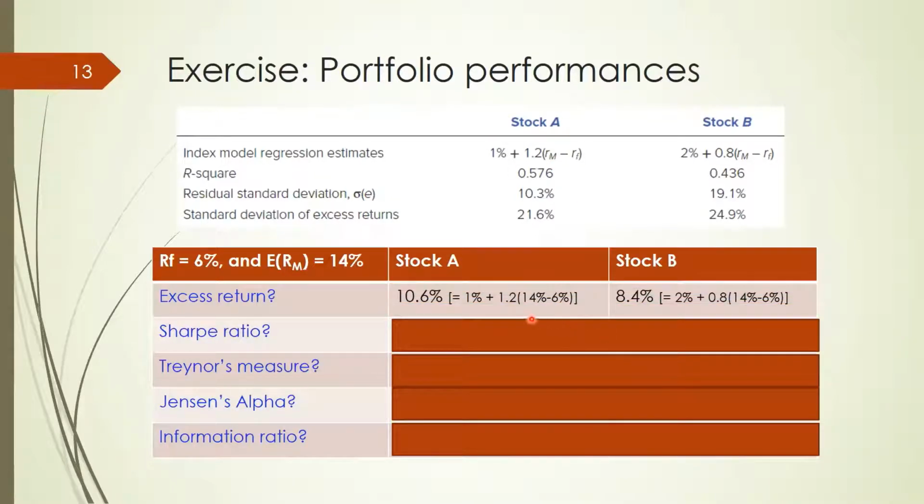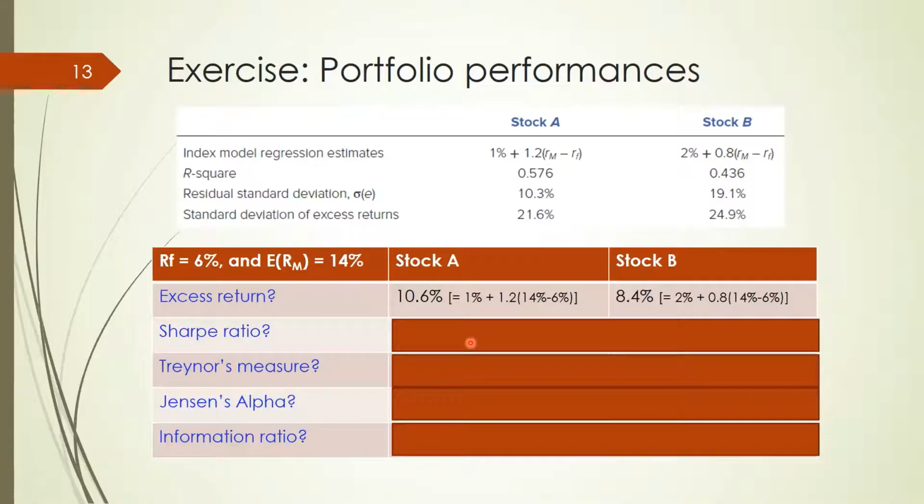So we start with calculating excess return for A. Then it's 1% plus 1.2 beta times the market excess return, which is 8%. We do the same thing for A and B. A has excess return 10.6%, B has excess return 8.4%. We're not adding back the risk-free rate because we are looking for excess return. And this equation basically is the excess return. The left-hand side variable is the excess return.